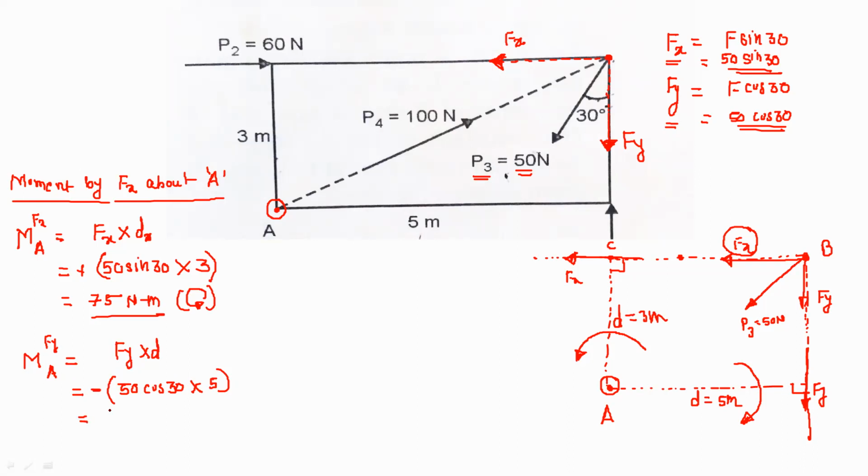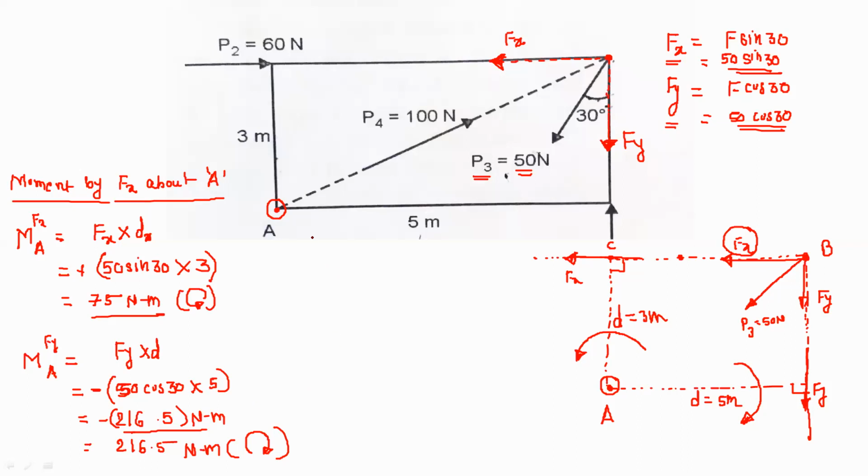So your answer will be 50 cos 30 into 5, so that is equal to 216.5, and this is negative, Newton meter. When we do the calculation, we have to take this minus, or if we just represent the moment, then we will represent it as 216.5 Newton meter, and this is clockwise moment. That is why it is negative.